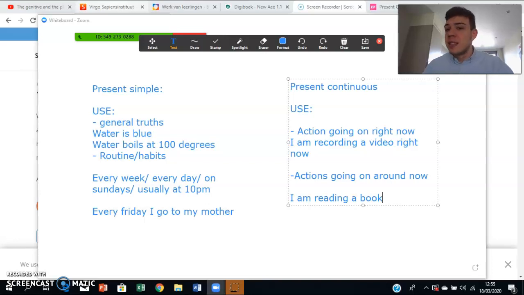So in sentences, it's really important to try and figure out key words. For example, every week, every Friday, right now, at the moment. Those kinds of key words can already give you an indication of which of the two tenses you need to use. Once you know which tense to use, then you need to look at what I just explained, the form, right? How do you write it, and how do I not make mistakes against those rules?